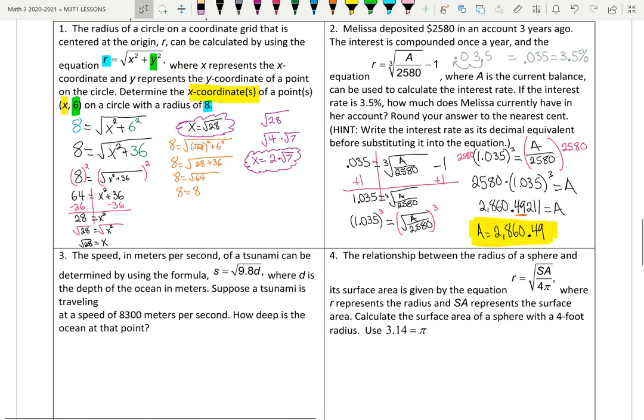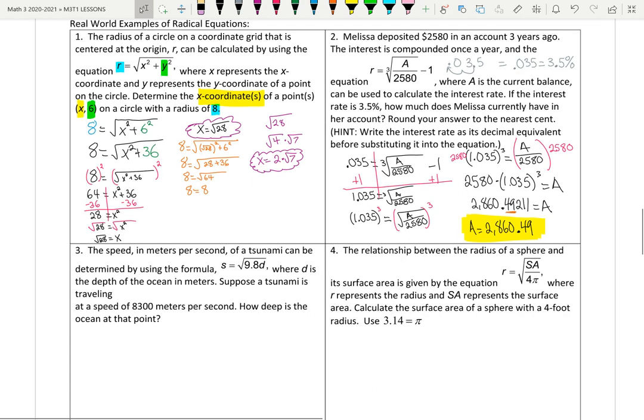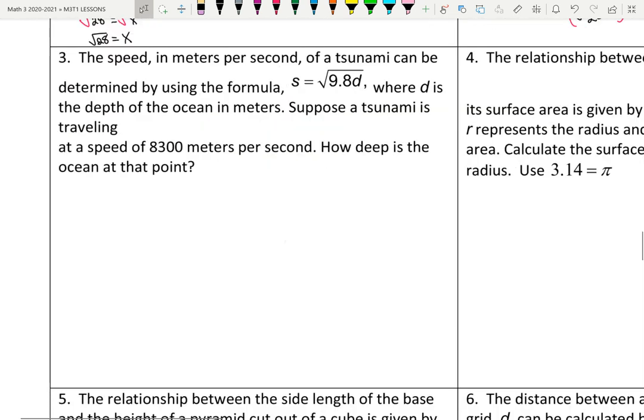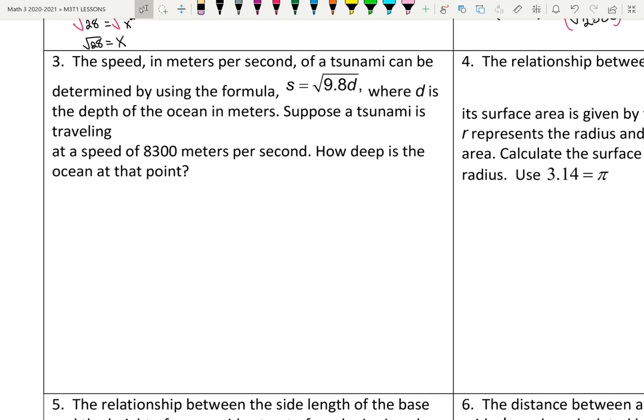Number 3. The speed in meters per second of a tsunami can be determined by using the formula S equals the square root of 9.8 times D, where D is the depth of the ocean in meters. Suppose a tsunami is traveling at a speed of 8,300 meters per second. How deep is the ocean?